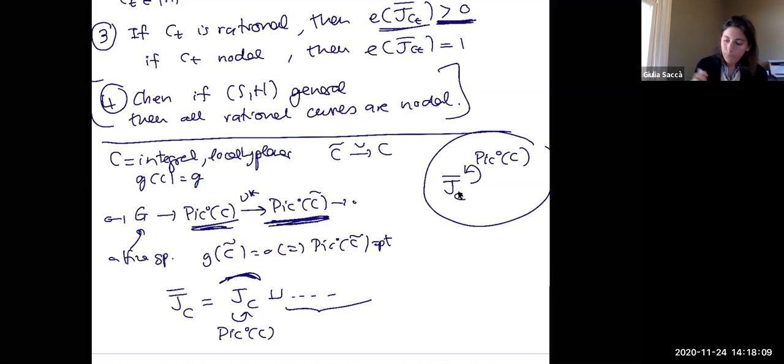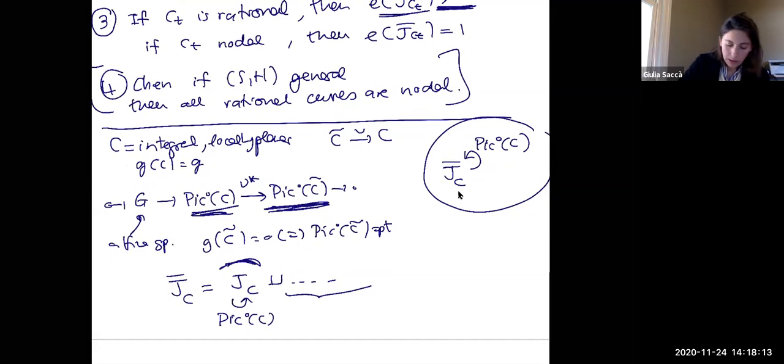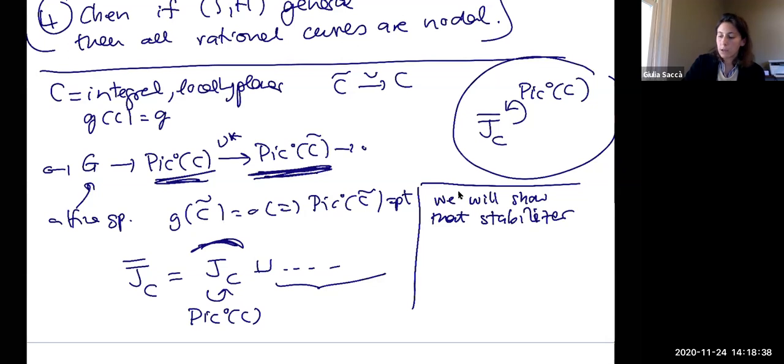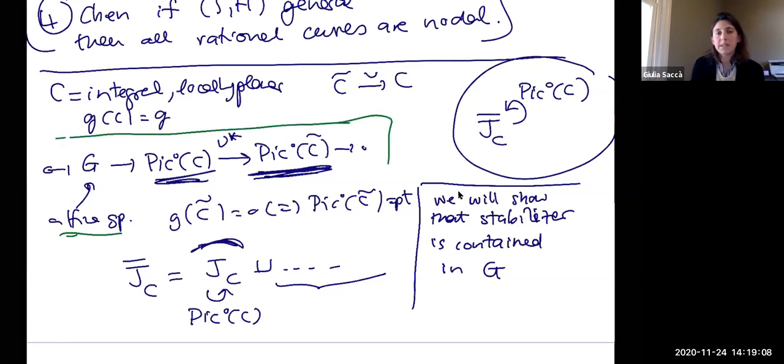So what we show more precisely is the following. We will show that the stabilizer of every point of this action is contained in this affine group. Okay, and so why does this prove the number two that we had? Well, maybe I'm going to change color. Because this is an affine group, this exact sequence of groups is split as a product.